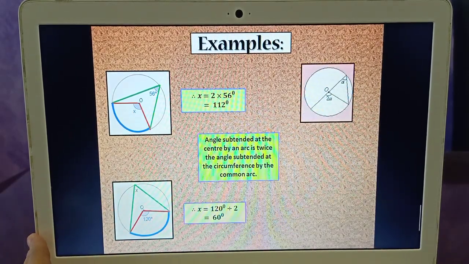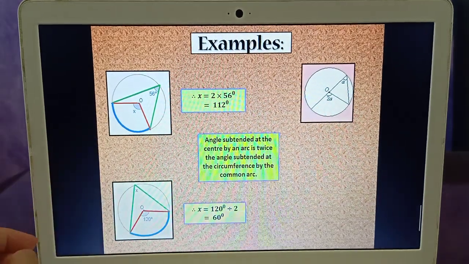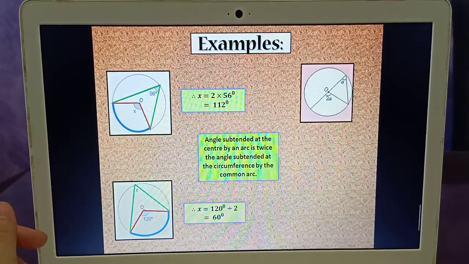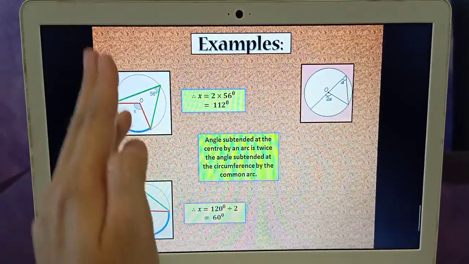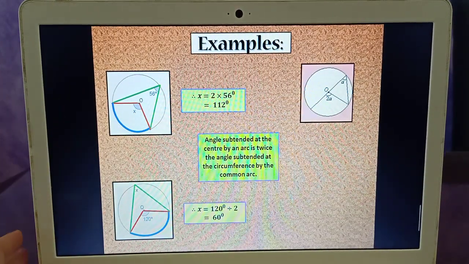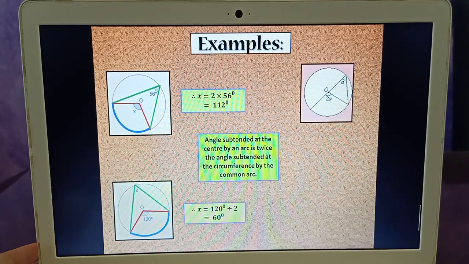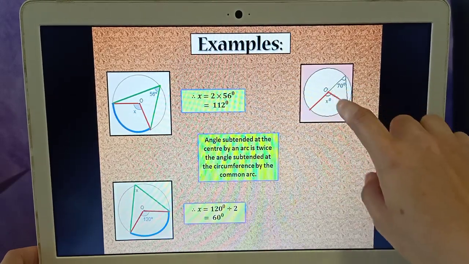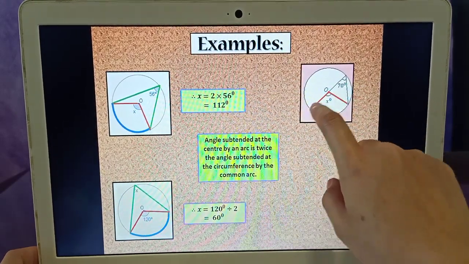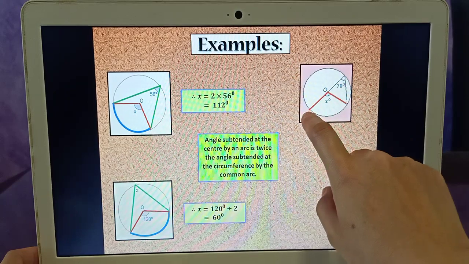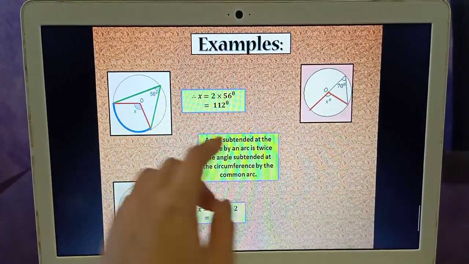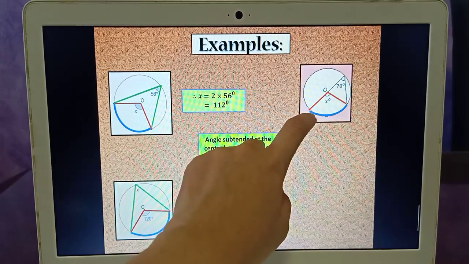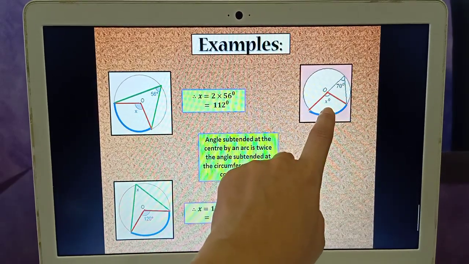Okay, how about this one? It does not look like this. So can we apply this one? Of course, you need to look at whether they have the common arc. So you need to highlight like me just now. This angle is the angle subtended at the center because it is formed by two radii and also the blue arc here. So this angle is the angle subtended at the center.